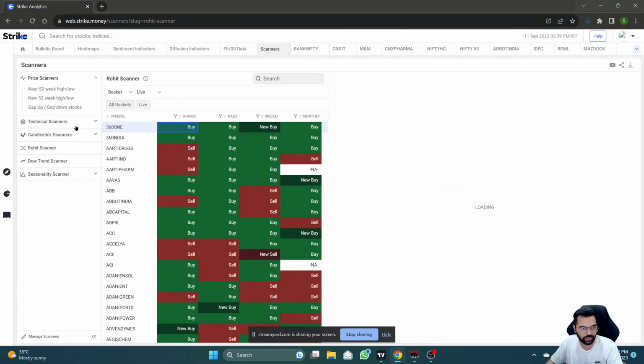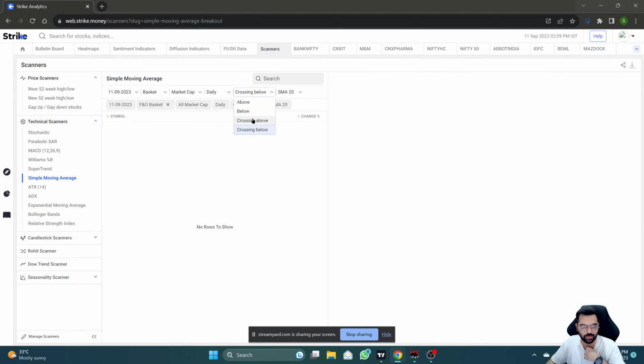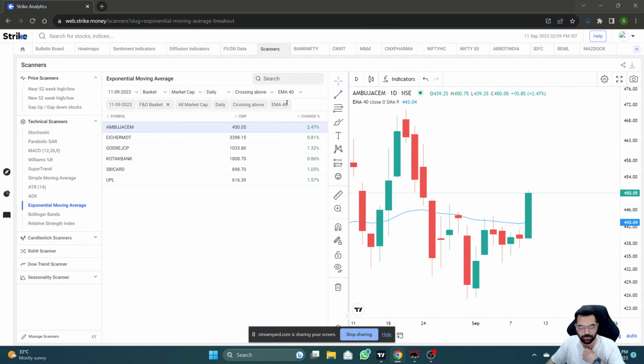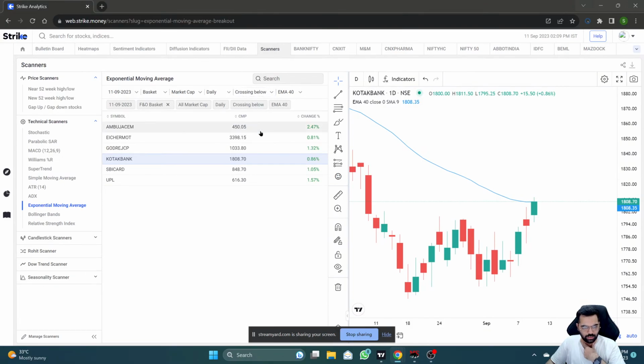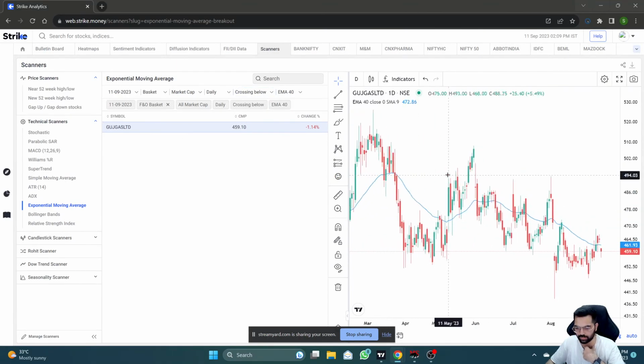Let's try to use the new scanners as well on the FNO basket for today. For the moving average cross, I already showed you that I've applied a filter for which stocks are crossing above the 20-day average. I'm getting 4 names here, and let's also see crossing below the 20-day average. No names there. Same thing if I try with the exponential average, I mostly use the 40-day. In crossing above, I'm getting 5 to 6 names, and in crossing down, only one name is there, that is Gujarat Gas.